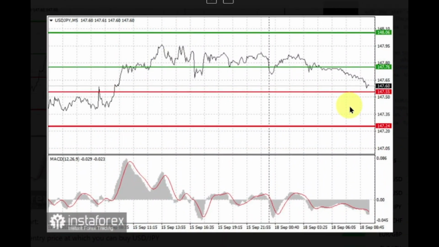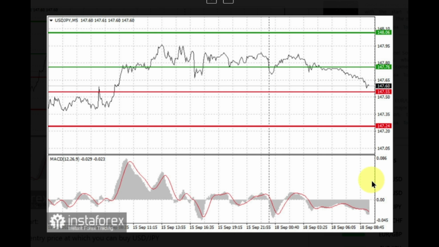For long positions, buy when the price hits 147.76 and take profit at the price of 148.06. Growth will occur within the context of a bull market. However, when buying, make sure that the MACD line is above zero or is starting to rise from it.